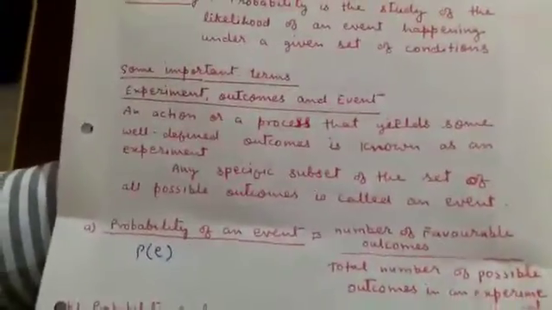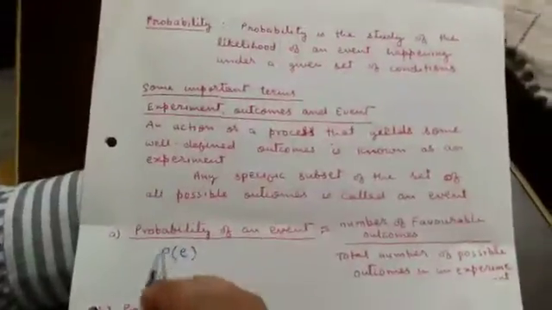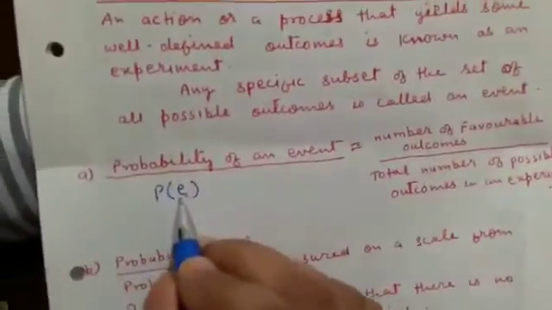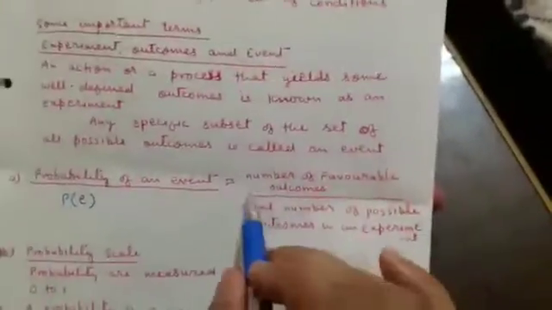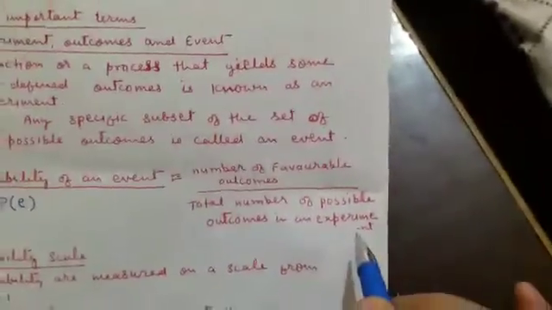Now we will see some important terms related to the probability. Experiment, outcomes, and event. An action or a process that yields some well-defined outcomes is known as an experiment. And a specific subset of the set of all possible outcomes is called an event. Now, children, this is the formula to find out the probability. We will express it in symbolic form. P(E), the probability of an event, is equal to the number of favorable outcomes upon the total number of possible outcomes in an experiment.